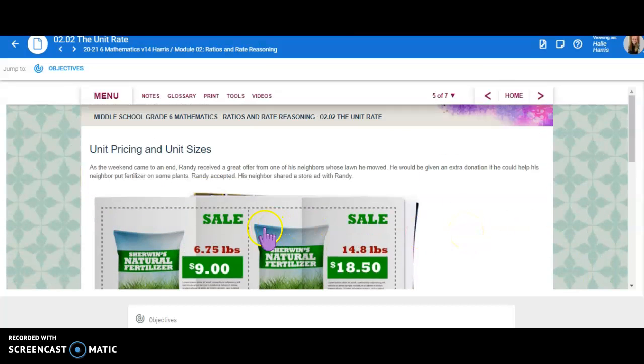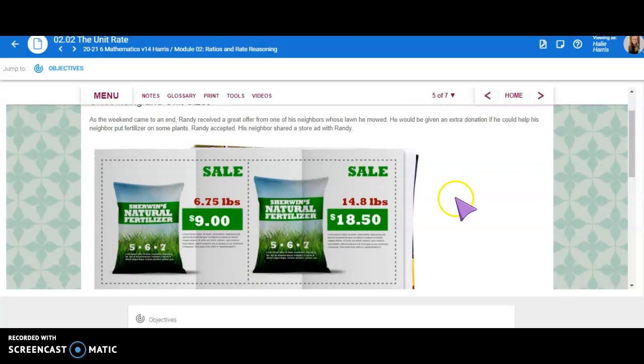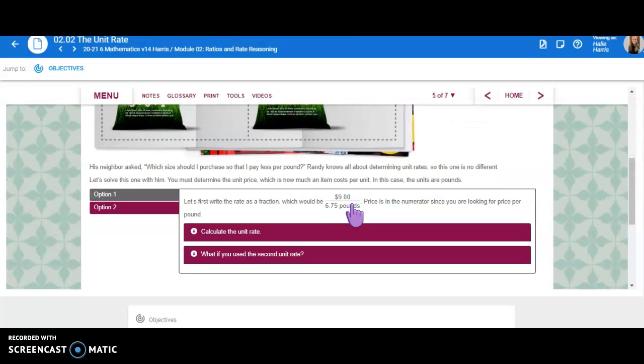As we get further into this lesson, you see unit pricing and unit sizes. As the weekend comes to an end, Randy received a great offer from one of his neighbors whose lawn he mowed. He would be given an extra donation if he could help his neighbor put fertilizer on some plants. Randy accepted. His neighbor shared a store ad with Randy. So here's the store ad. We can see that this fertilizer is $9 for 6.75 pounds. This fertilizer is $18.50 for 14.8 pounds.